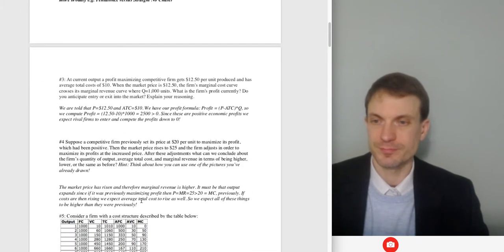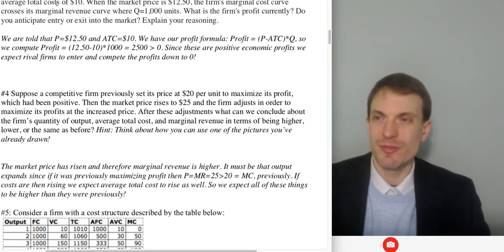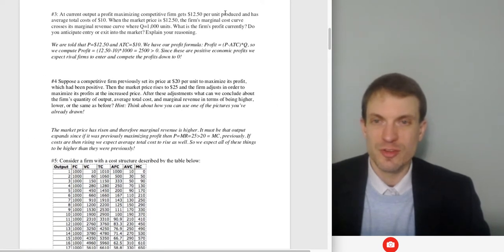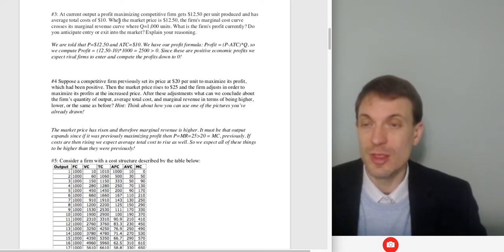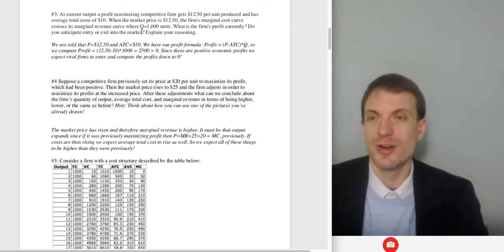Okay, question 3. At a current output, a profit maximizing competitive firm gets $12.50 per unit produced, that's the market price, and has average total costs of $10 at the quantity corresponding to their marginal cost at this price. When the market price is $12.50, the firm's marginal cost curve crosses its marginal revenue curve, where quantity is equal to 1,000.